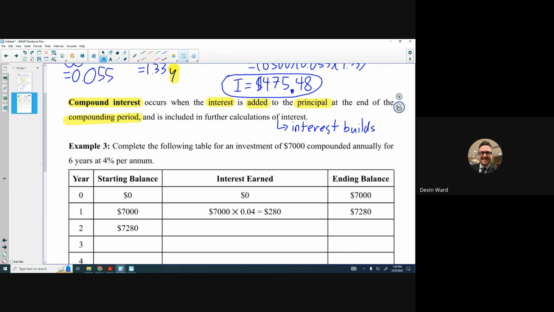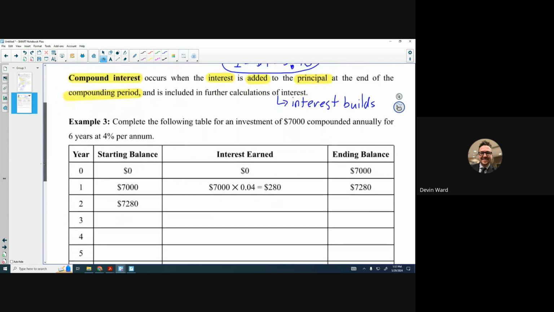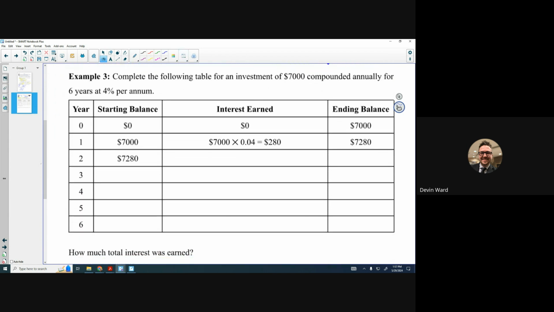So if you take out a loan from a bank, or if you have an investment with a bank, this is how interest is actually calculated. It's compounding interest. Okay. So the interest keeps building upon itself. So kind of like we did with our lesson from yesterday, which was appreciation, depreciation. We're going to fill out a table. And talking about investment, we're going to see the investment growth.